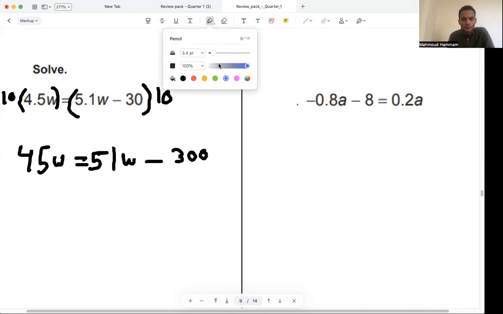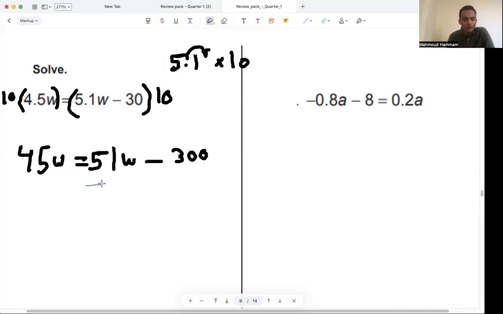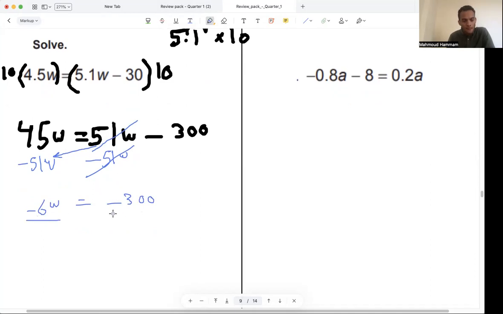Negative 51W. Very good. So you will subtract 51W from both sides, correct? Minus 51W, as if it moved to the left. So these are cancelled. 45 minus 51 is negative 6W. Excellent. Equals negative 300.